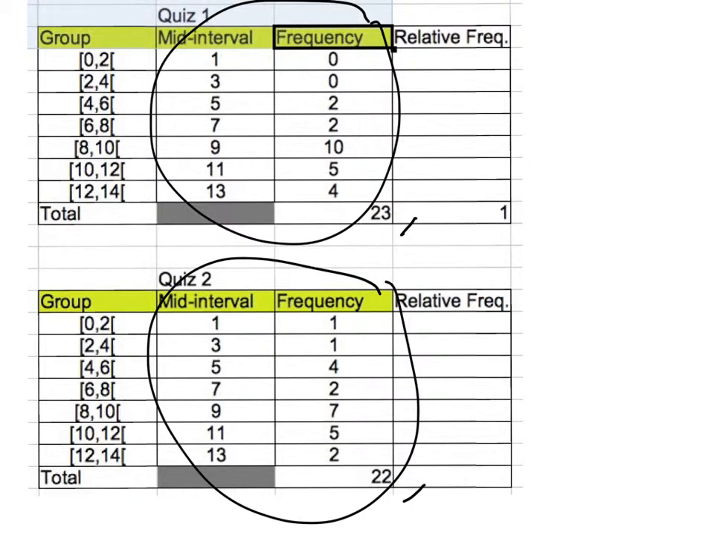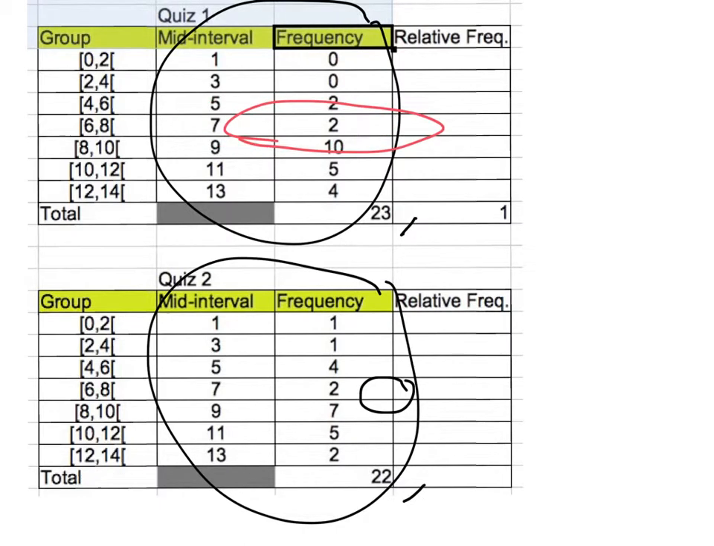So the next question is can we actually compare these two tables, the frequency tables? For example, in the group 6 to 8, there are 2 people getting these answers. And for quiz number 2 in the same group, there are also 2 people. The frequency is also 2. Well, actually, you cannot really compare because the total frequencies for these 2 quizzes are different.